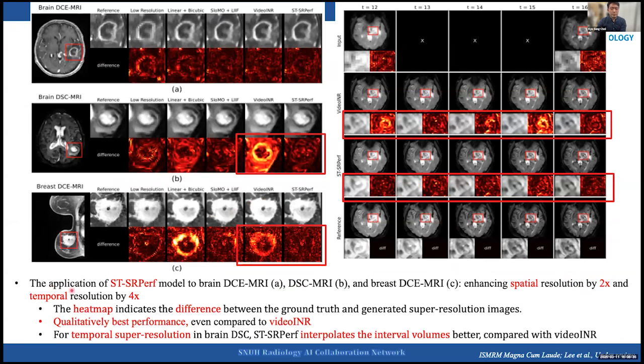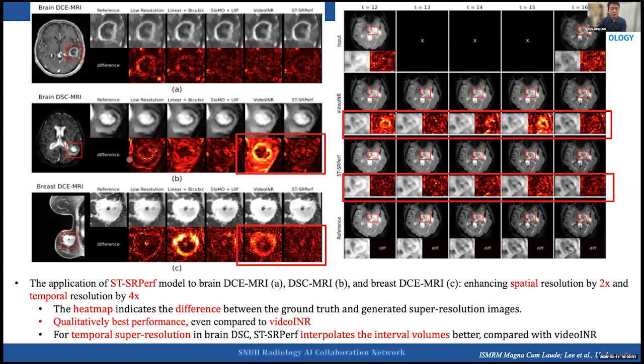This is the application of the STSR-PERF model to brain DCE MRI, brain DSC MRI, and breast DCE MRI, showing the enhancement of spatial resolution by 2 times and temporal resolution by 4 times. The heat map indicates the difference between the ground truth and the generated super resolution images, which is ideally black images or 0 differences.